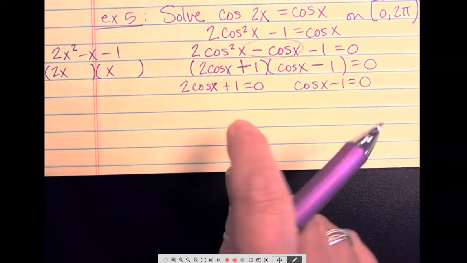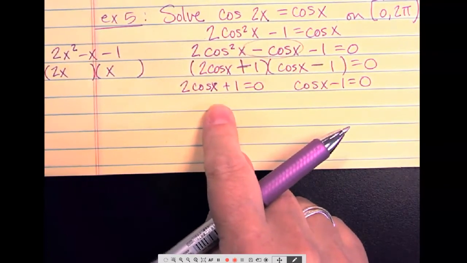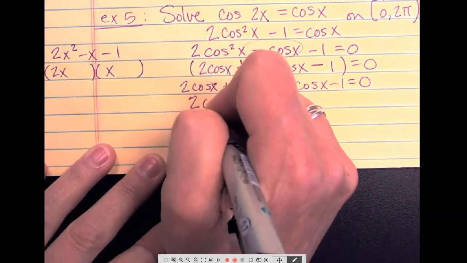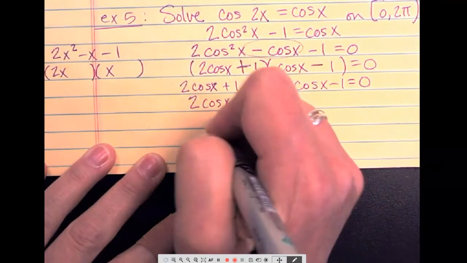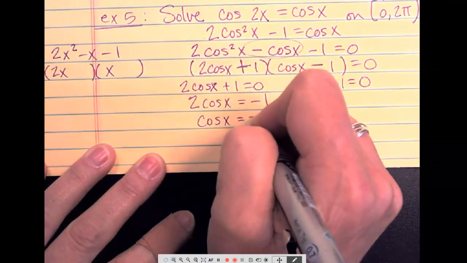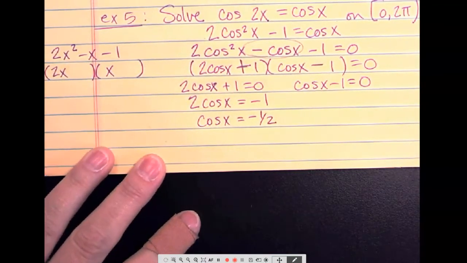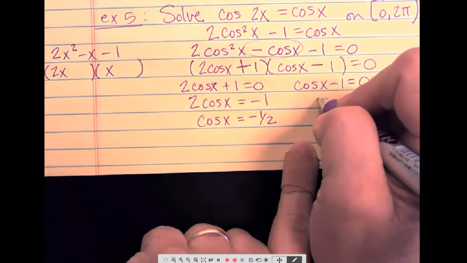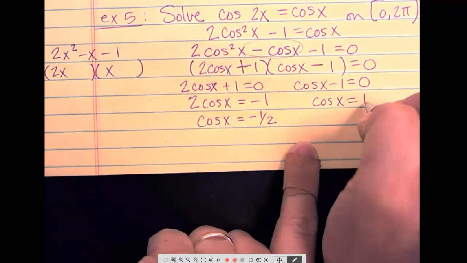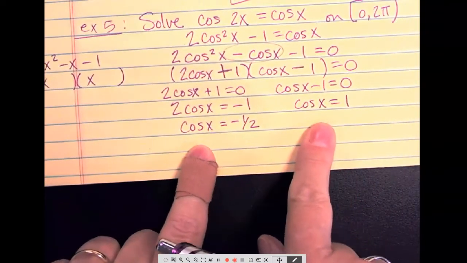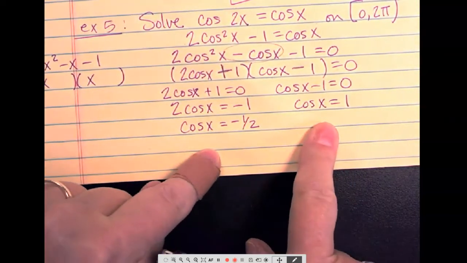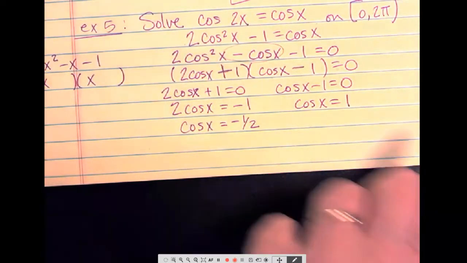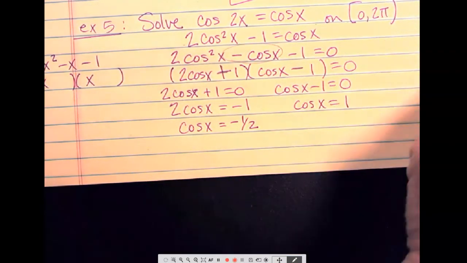Okay, on the left, I'm going to do what? Minus 1 divided by 2. Okay, on the right, I'm going to add 1. Okay, so these are the two things that I'm going to look for on the unit circle. Where is cosine -1/2 and where is cosine 1? And I'm looking on the entire unit circle, 0 to 2 pi.